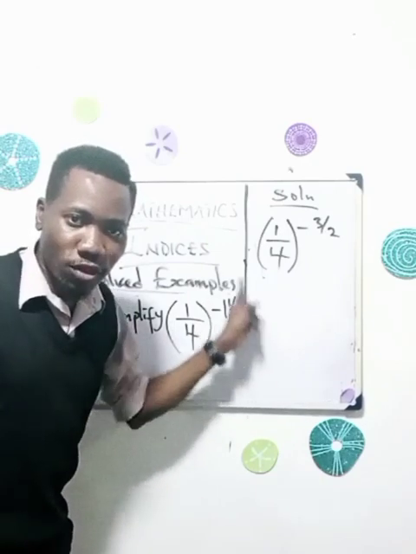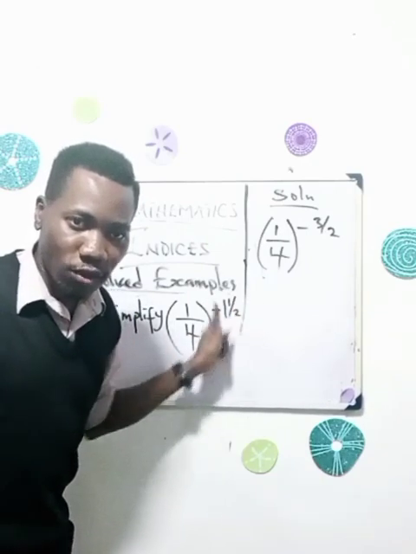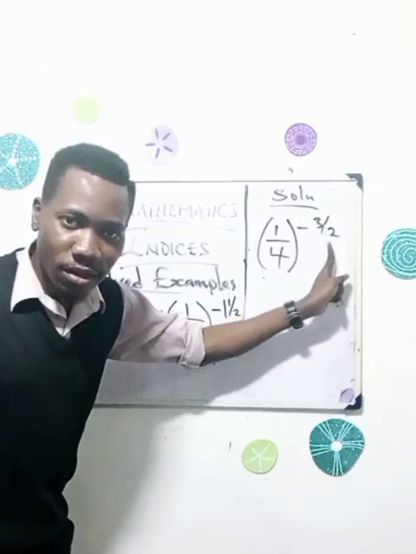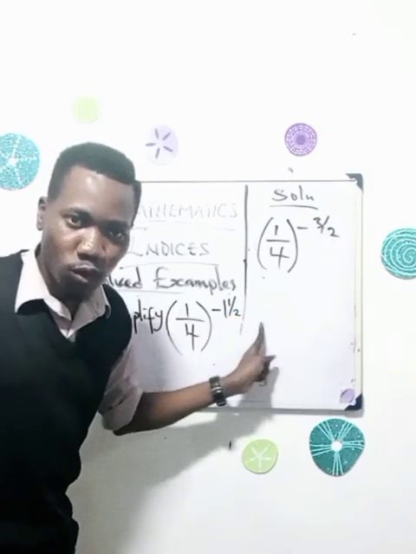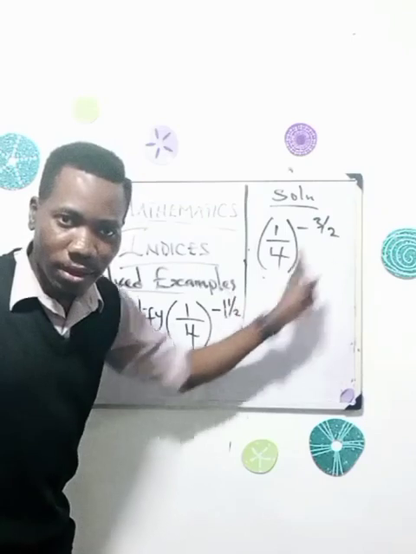It was just for me to change this 1 over 1 over 2 here, just change it to its improper fraction. This is it, which is 3 over 2. 2 times 1 is 2, plus 1 is 3. So that's 3 over 2.